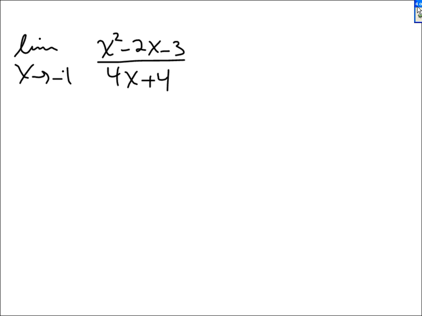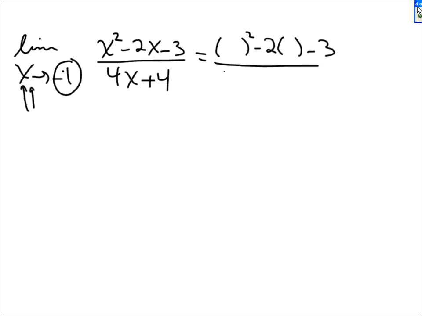So we substitute this number for that letter. We substitute -1 for x. So it's x squared minus 2x minus 3 over 4x plus 4, and x happens to be -1. Okay, -1 squared is 1. -2 times -2, positive 4, minus 3.